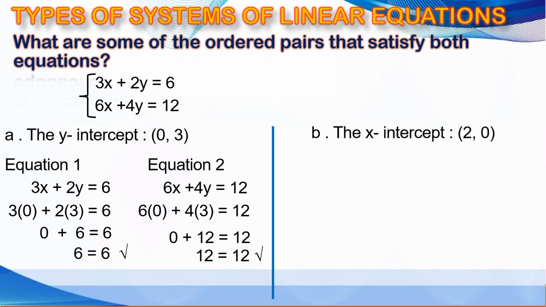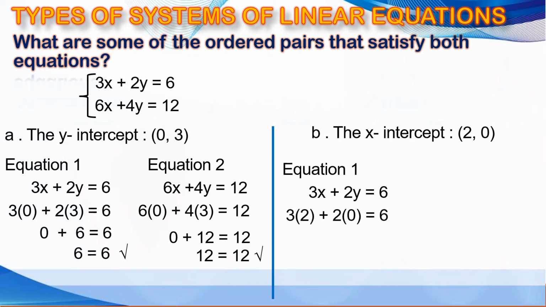Another example is using the x-intercept (2, 0). Substituting the values for x and y in the first equation, we have 3x plus 2y equals 6. So 3 times 2 plus 2 times 0 must be equal to 6. 3 times 2 is 6, 2 times 0 is 0. So 6 plus 0 is equal to 6, and 6 is equal to 6, which is a true statement.